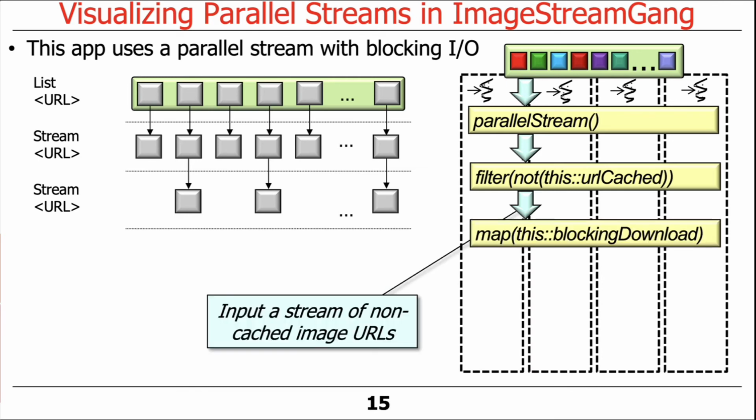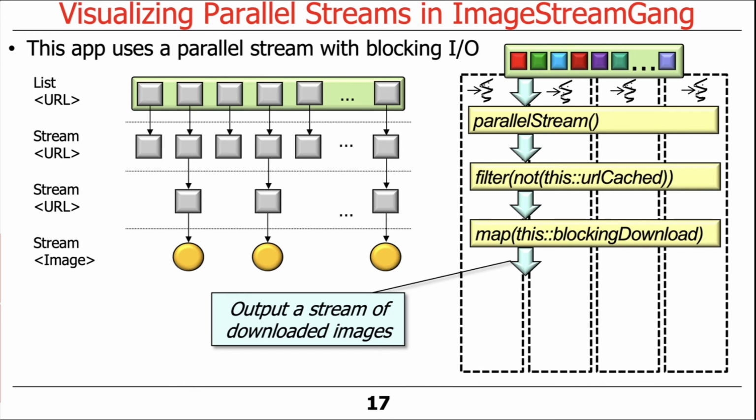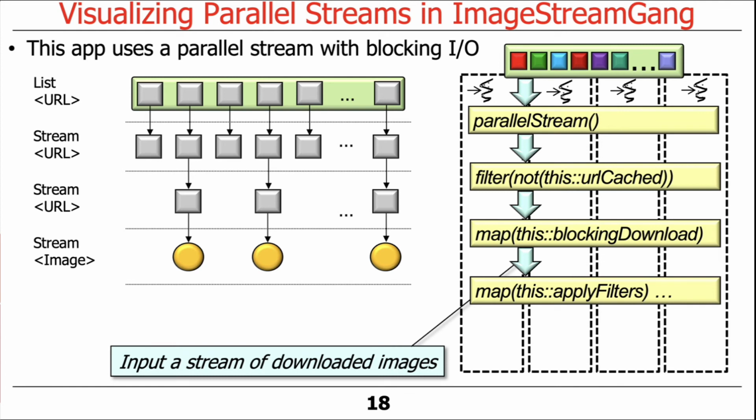We're then going to have that input into the map intermediate operation, and we're going to perform a blocking download. So for each of the images that was not cached, we're going to go ahead and block while downloading them using the threads in our pool, which is the resource pool pattern we talked about before. Oh, and of course, this whole thing is the pipes and filters pattern that we talked about before as well. Then we'll end up with an output stream of downloaded images, and then those get fed into the map operation again, where we're going to apply the filters to each image.